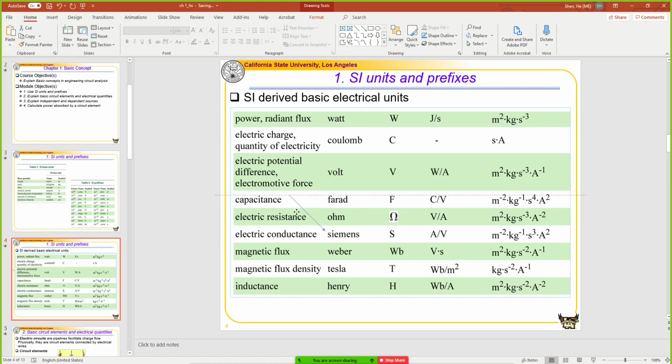Electrical conductance is basically the reverse of the resistance. Resistance talks about how much it resists current flow, and on the other side, electrical conductance talks about how it facilitates current flow. Siemens has a symbol of S. The magnetic flux has a unit of Weber, and the magnetic flux density is Tesla. The inductance has a unit of Henry.